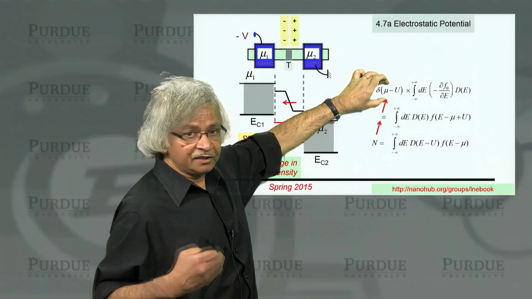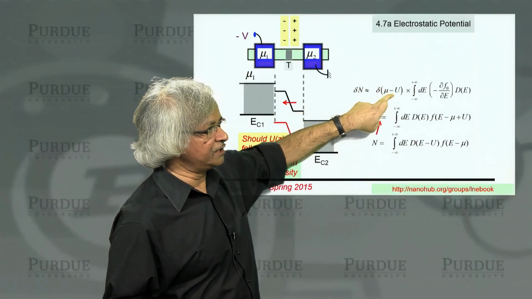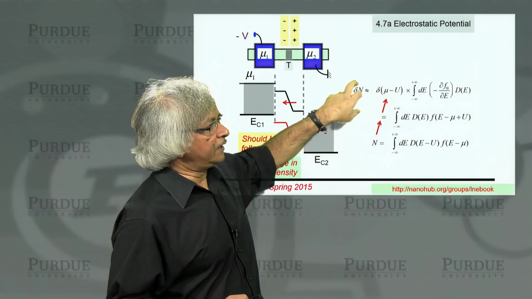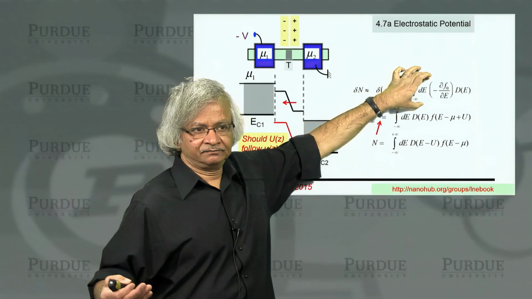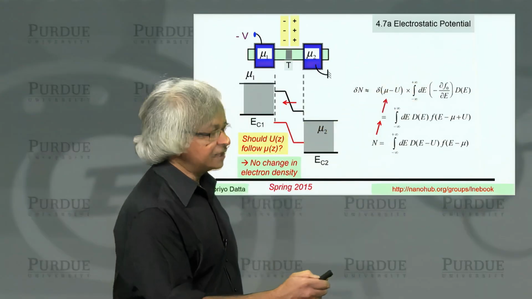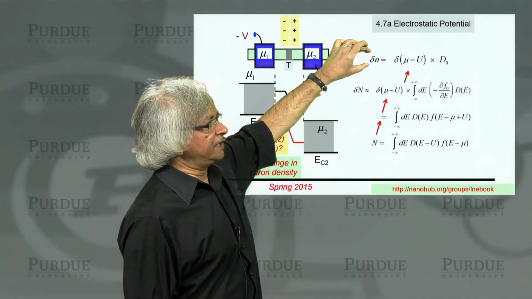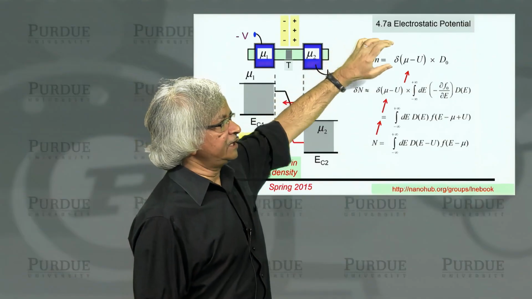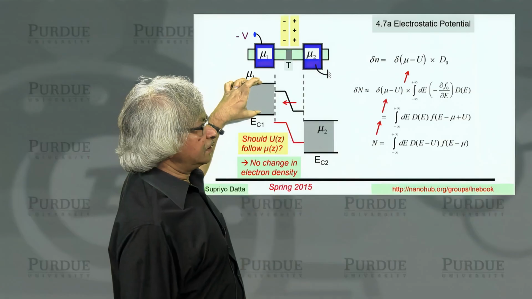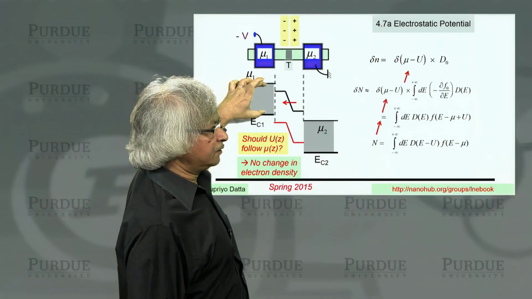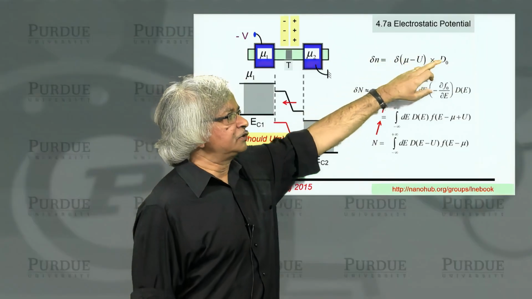As I mentioned, instinctively, of course, electron density depends on this mu minus U. And it's related by this average density of states. That's the point I'm trying to make, that you could generally write the change in electron density and relate it to the change in this distance, the difference between the electrochemical and electrostatic potentials, through the density of states.